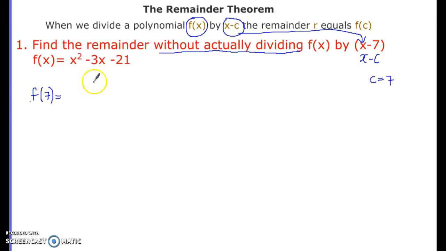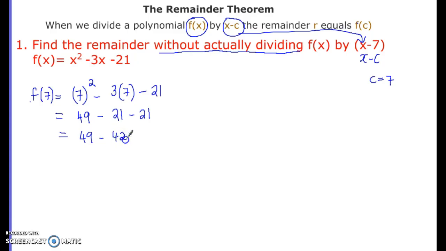Okay, so instead of x, I'm going to plug in 7 to the second power minus 3 times 7 minus 21. So we know that 7 squared is 7 times 7, 49, minus 7 times 3 is 21, minus 21. Let's gather all the negatives together. We get 42 there. When we subtract, we get 7.